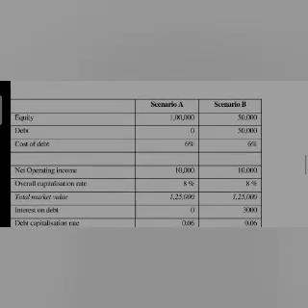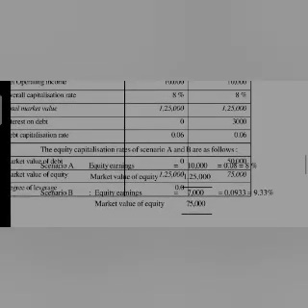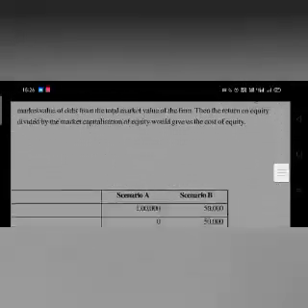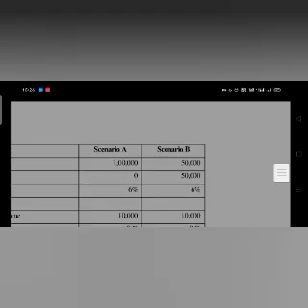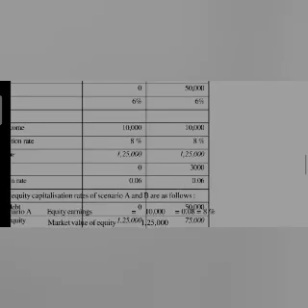For scenario A, it is listed as below: 1,06%, 10,000, 8%, 1,25,000, 0.06. For scenario B, it is listed as below, respectively: 50,000, 50,000, 6%, 10,000, 8%, 1,25,000, 3,000, 0.06.